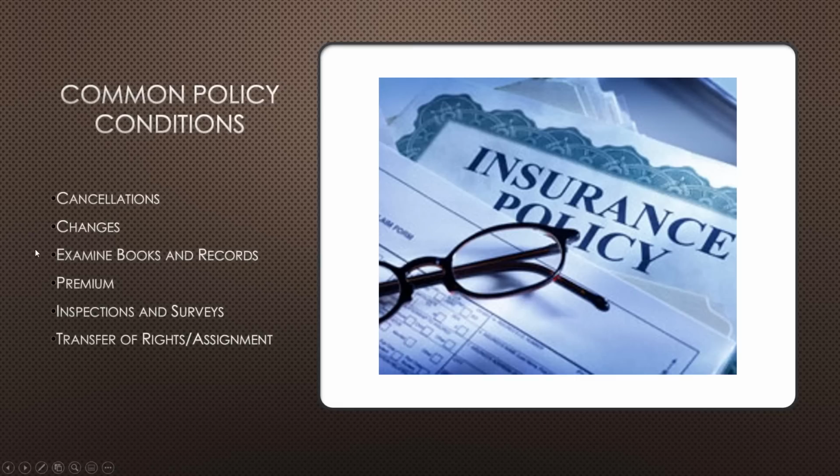Okay. Examine books and records. The insurance company can examine the books and records of this company during the policy period and for up to 3 years after coverage ends. Maybe to investigate a claim or something that has gone on during that policy period. So remember, current year plus 3 years after coverage ends.